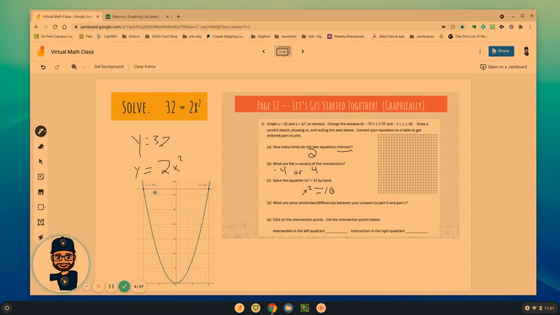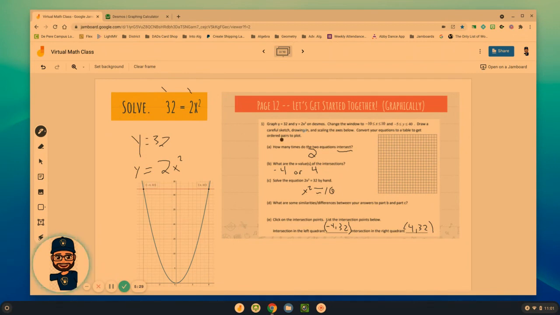What's the intersection in the left quadrant? Well, we got -4, 32. Meaning, if I plug in -4, I should get out 32, which is what this is saying. And same thing in the right quadrant. If I plug in 4, I get out 32. So that's how we can graph, right? We can say y equals this side, y equals this side, and graph them together on Desmos.